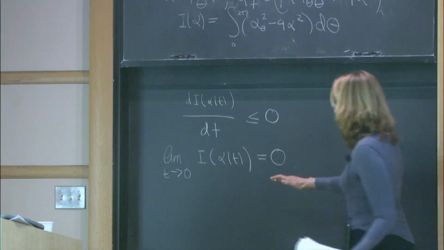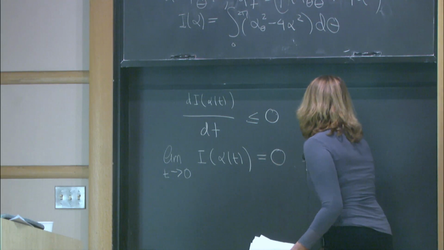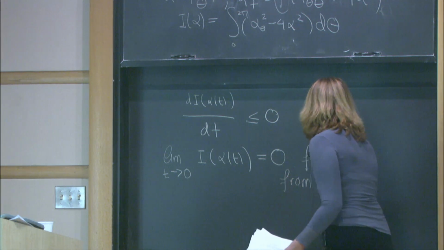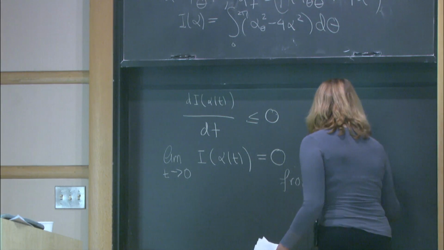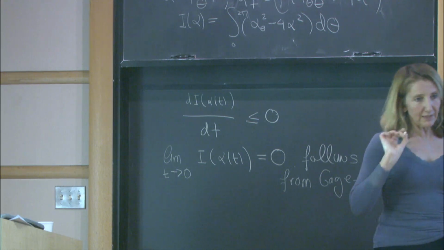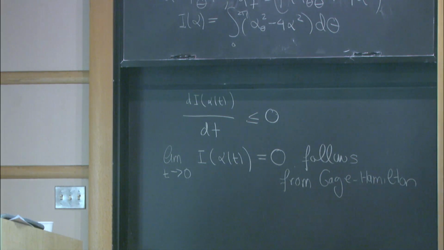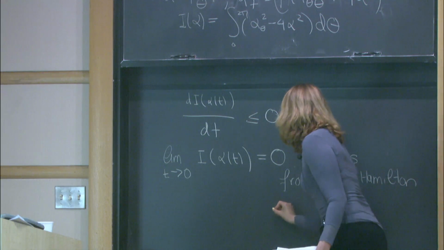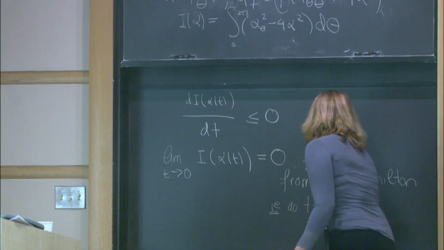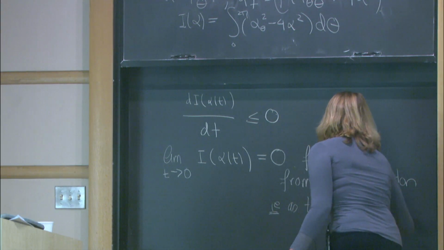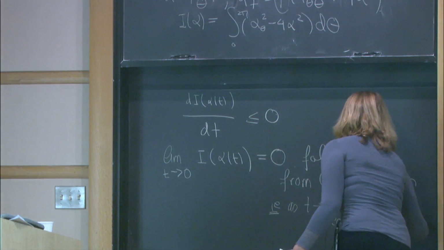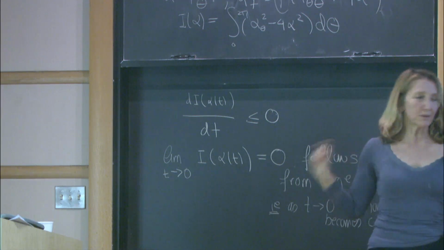So this follows from the Gage and Hamilton result. Actually, I'm cheating a little bit because it's not exactly what I say, but the idea is this, all right? It follows from the Gage and Hamilton result, which says that as t approaches 0, the solution becomes circular. I wrote it on my board.